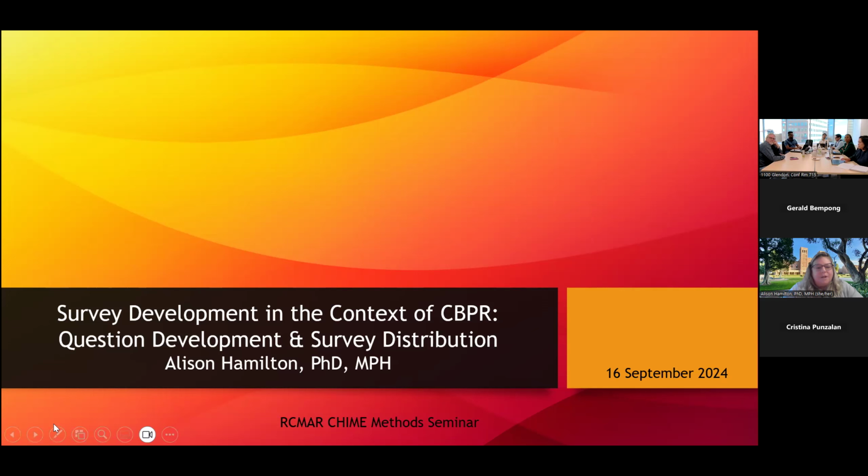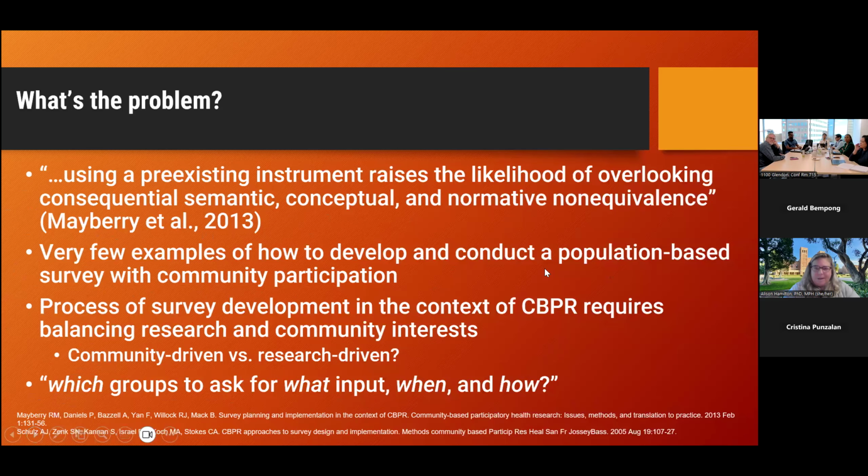So I just want to start, as I often do, by thinking about what is the problem that we're really trying to address. When we're using surveys, we potentially are going to misfire with questions if the questions are not designed for the populations where the survey will be used. If we use a pre-existing instrument, we may overlook meanings, concepts, and norms, and we may then make assumptions that are really not valid. That could contribute to data that are less than accurate, less than comprehensive, and less than helpful for whatever research questions we may have.